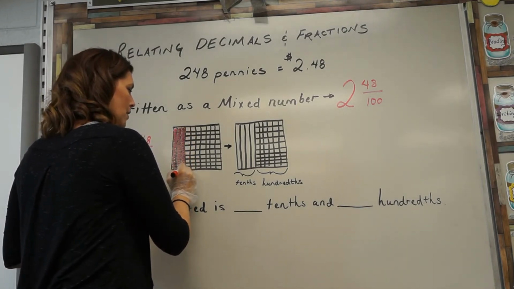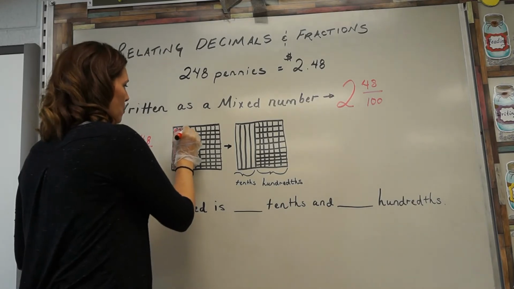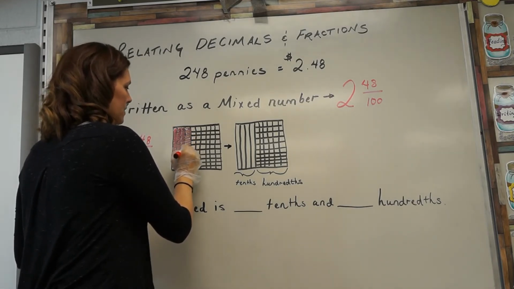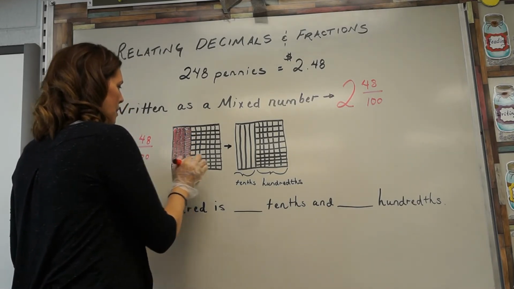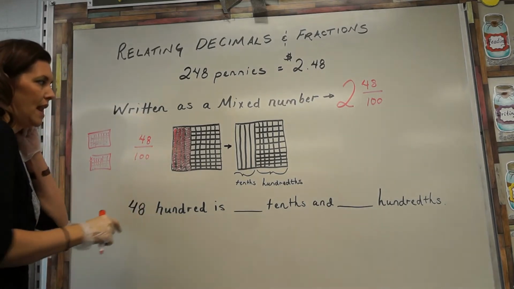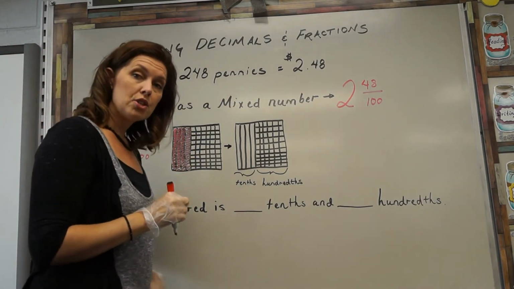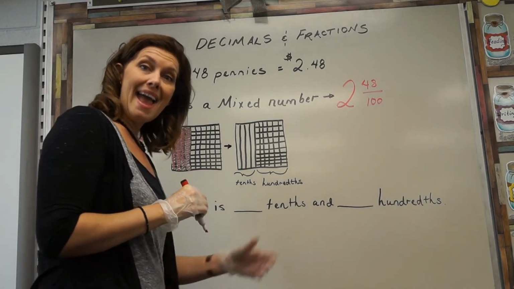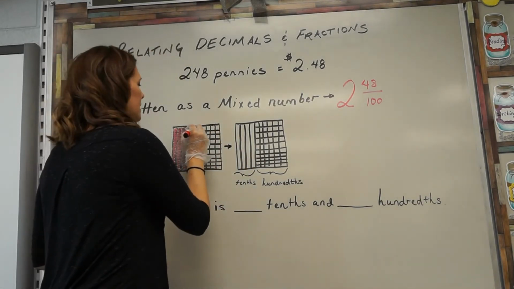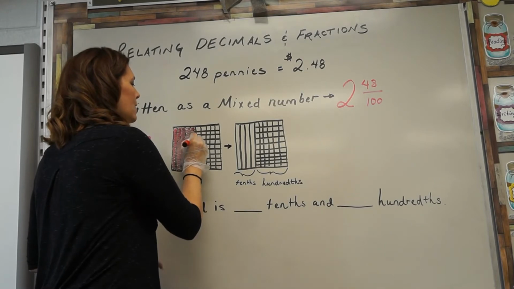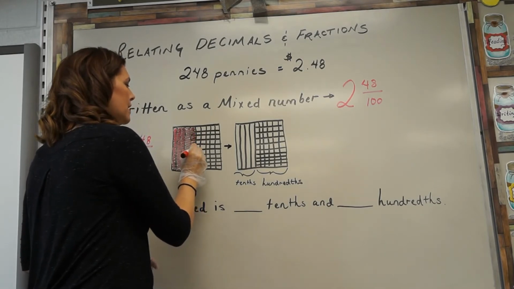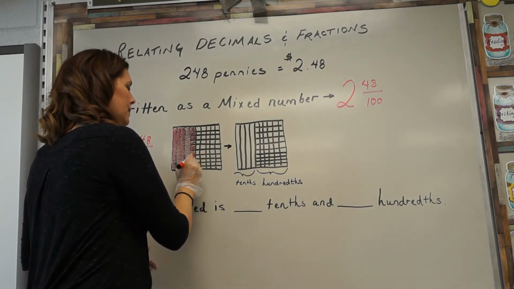Okay. And then Zoe? 40. Okay, so now we have the 40, but we've got this 8 here. So then how many of these little blocks in the next tens column are we going to shade? Gabriel? 8. Very good. So we'll color in 1, 2, count with me, 3, 4, 5, 6, 7, and 8.